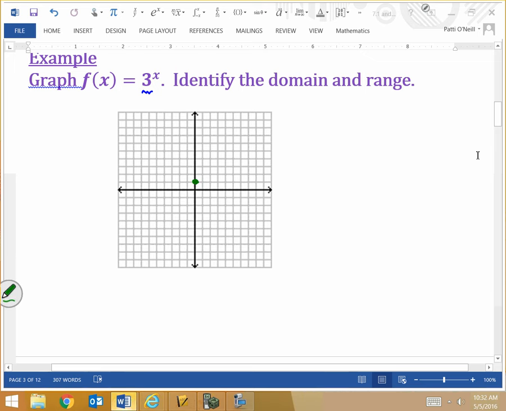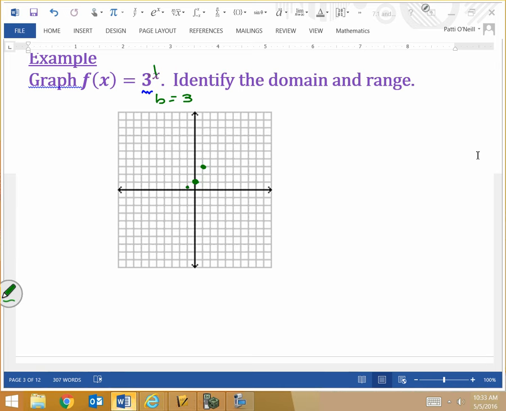Now, for an x value of 1, we know that we have the point (1, b) on the graph. My b value is 3. So I know that the point (1, 3) falls on the graph. And think about that. If I put 1 in for x, I have 3 to the first power, which is 3. I also know that I have the point (-1, 1/b). So at -1, I'm basically at a y value of 1/3.